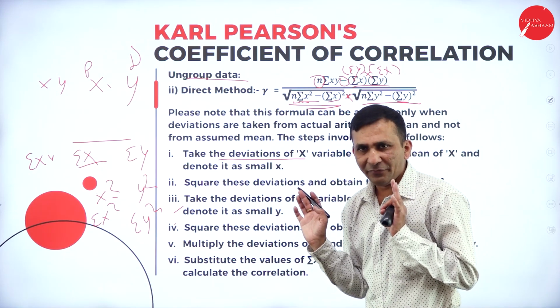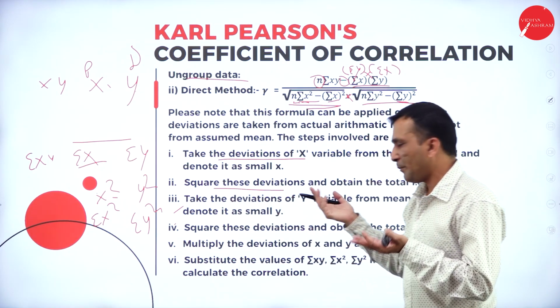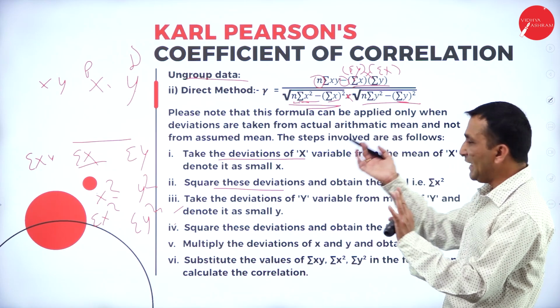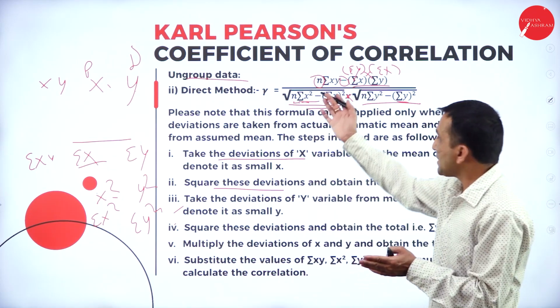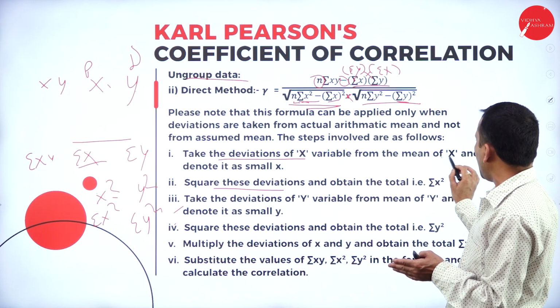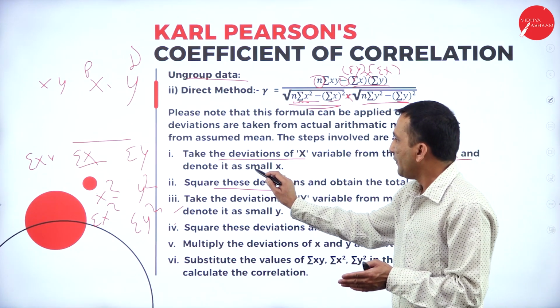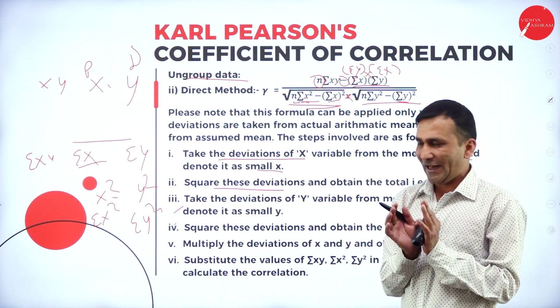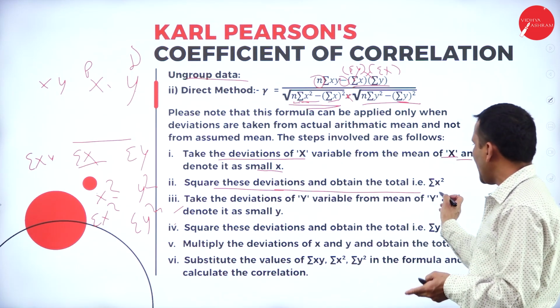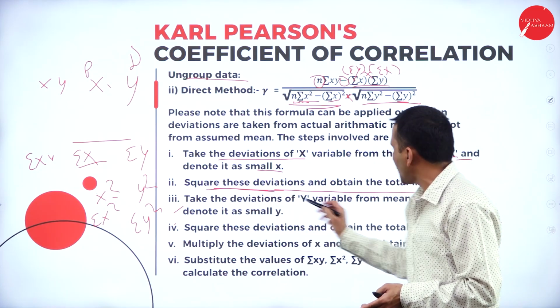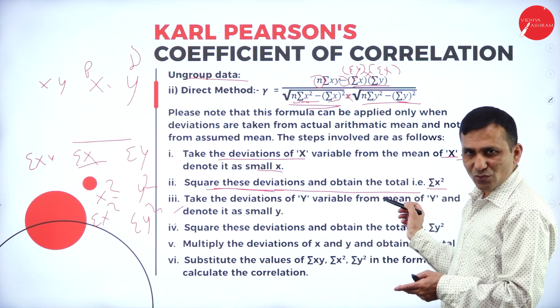In case of step deviation, direct method, the procedure is very simple. In case of deviation, we are trying to find x bar. In the direct formula, we find it with the help of x, and we depend on the small x. The small x we have the value. So now we take the square, because the square deviation is nothing but sigma x square.